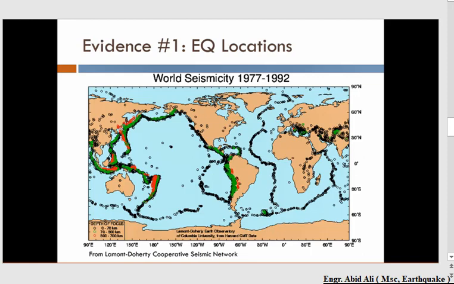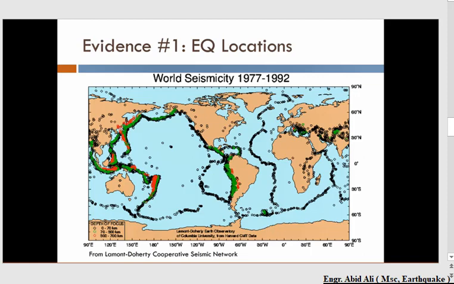This evidence of mapped earthquake locations is pretty overwhelming, and it shows that there's got to be something going on. So this is a map of all of the known earthquakes to have occurred between 1977 and 1992. And what do you see? You should be seeing patterns, or that the earthquakes tend to follow boundary lines.